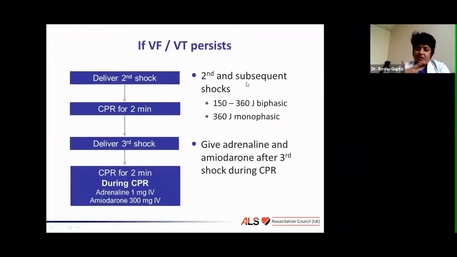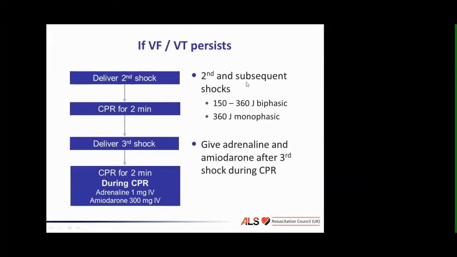Now, immediately after the shock, as we have seen in the previous cycle, you continue the CPR for 2 minutes. Then you assess the patient again. If VF or VT persists, we deliver the second shock. So the cycle is the same. Then again, we give CPR for 2 minutes. After 2 minutes, we assess the patient again and then deliver the third shock.